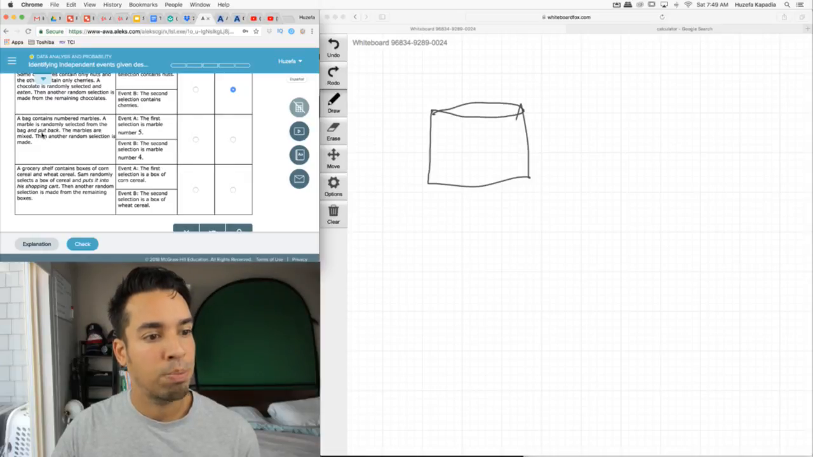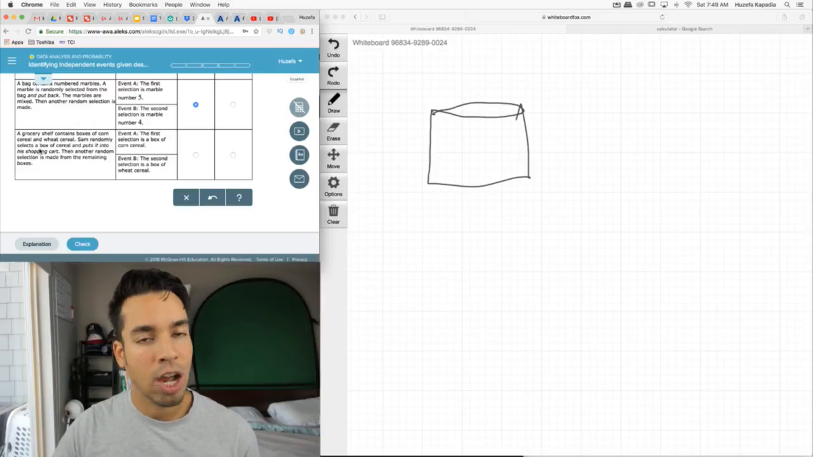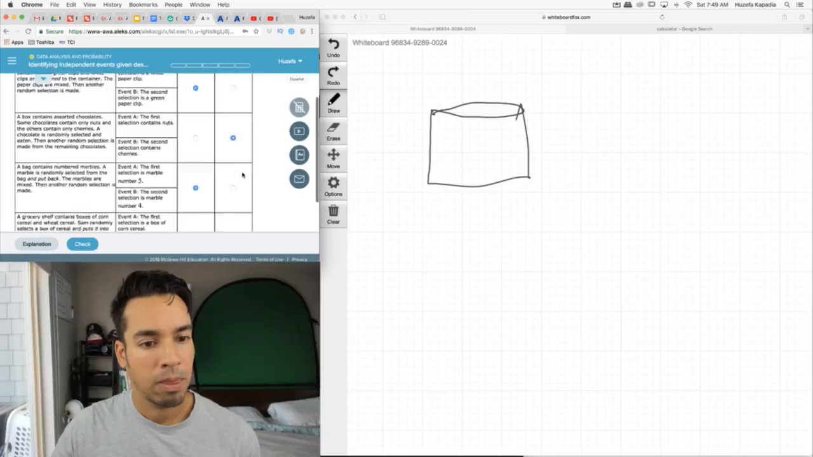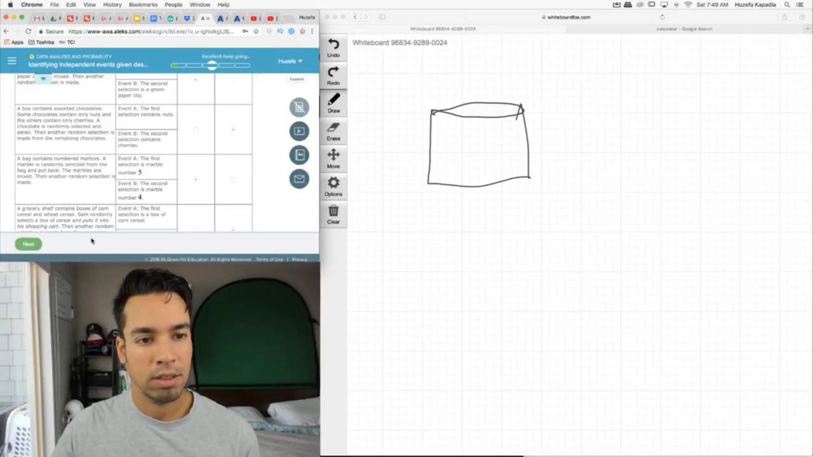So it's put back. You see this key language here: the marble's taken out and then it's put back. So in this case, these are independent because it is replaced. And then here we go, and puts it into his shopping cart. I'm skipping over the rest of it. We can see that he's taking it and he's not returning it. So it's no replacement. Therefore, these have to be dependent. Okay, and that's it. So let's check, and it's correct.